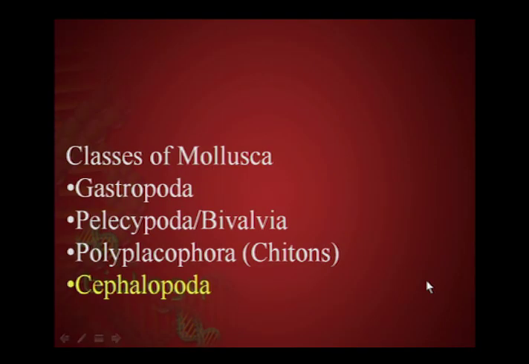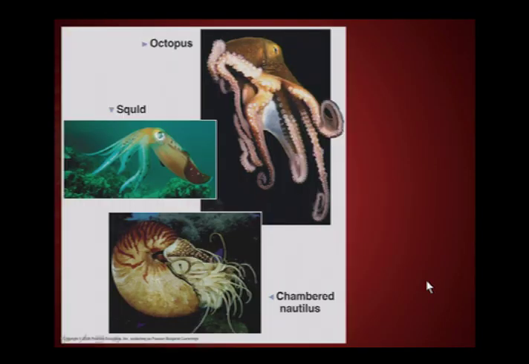Still another group are the cephalopoda, the so-called head-footed animals, and this includes octopus, squid, chambered nautilus, and cuttlefish. This is a very interesting group because these animals are highly intelligent and are considered the most intelligent invertebrates. They are capable of some complex learning. So again, a very diverse group within the mollusca.